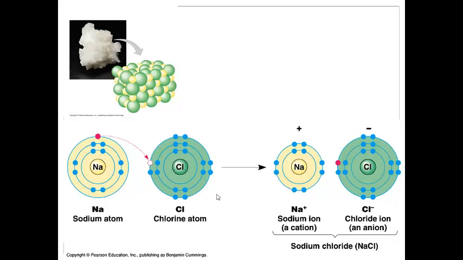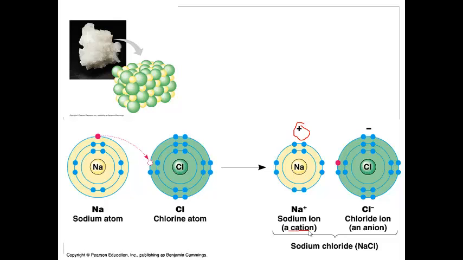Here we see a common ionic bond that takes place between sodium and chlorine. If we look at sodium, sodium has a valence of 1. It has one valence electron. If you look at chlorine, it has a valence of 7. It has 7 valence electrons. The easiest way for both of these atoms to complete their valence shells is for the electron to move from sodium to chlorine. So sodium is going to lose an electron, chlorine is going to gain an electron. Electrons have negative charges. So sodium loses a negative charge, therefore it gains a positive charge. It becomes what we call a cation, a positively charged atom.